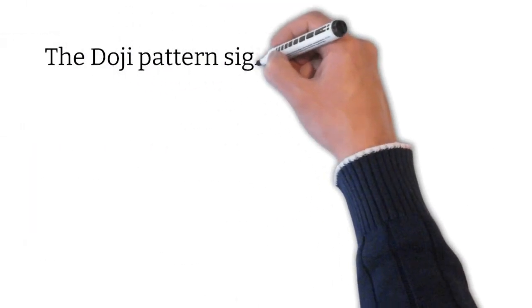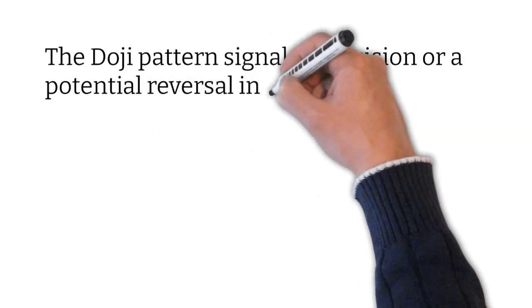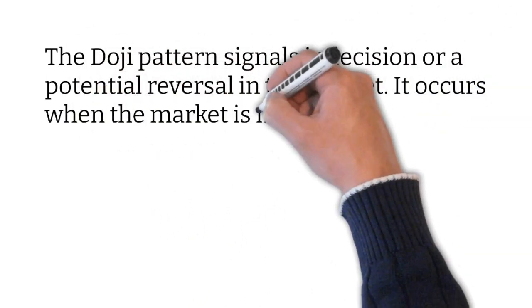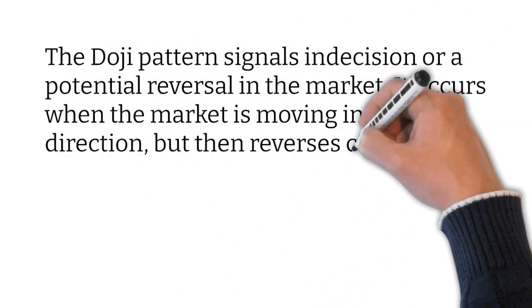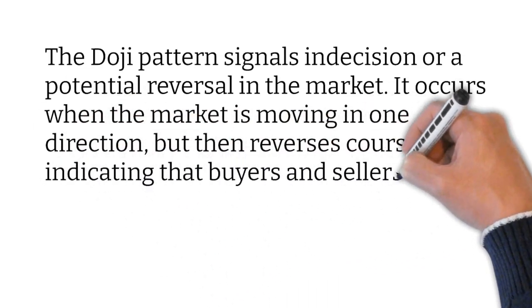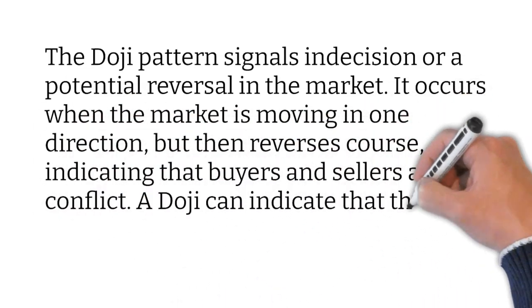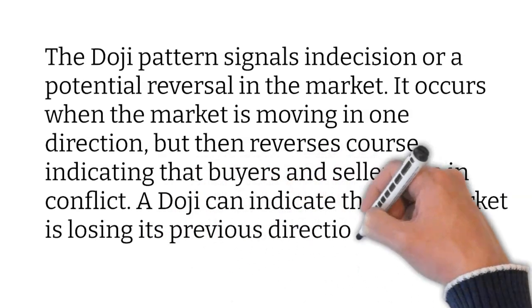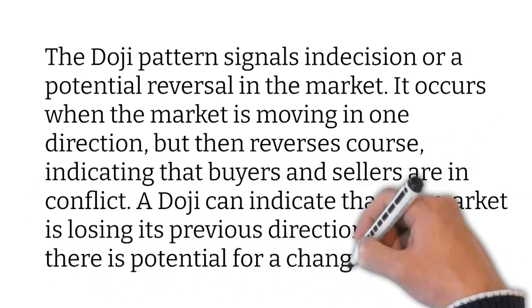The doji pattern signals indecision or a potential reversal in the market. It occurs when the market is moving in one direction, but then reverses course, indicating that buyers and sellers are in conflict. A doji can indicate that the market is losing its previous direction, and that there is potential for a change in trend.